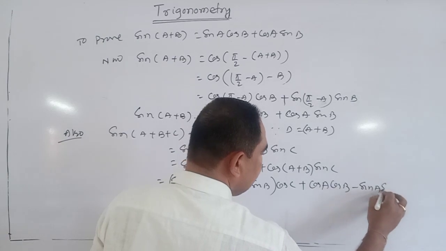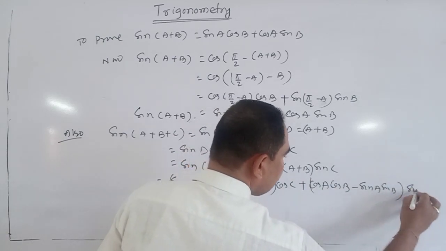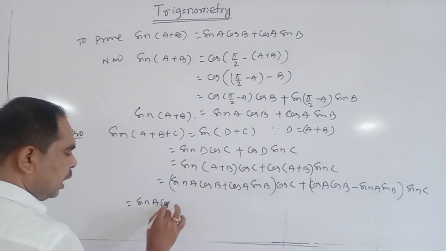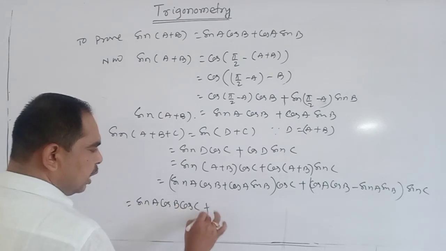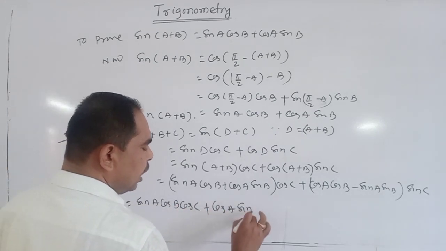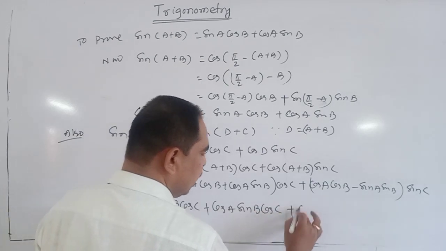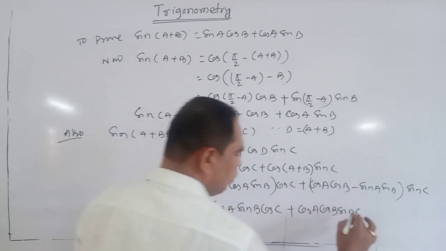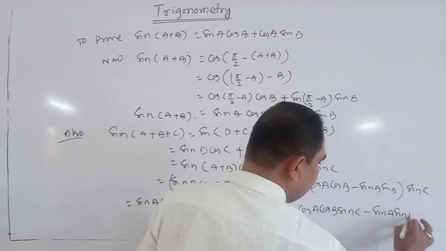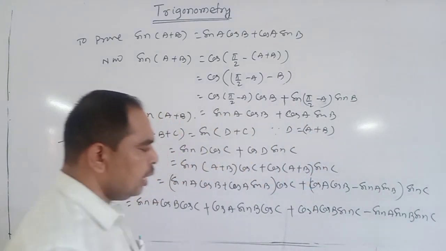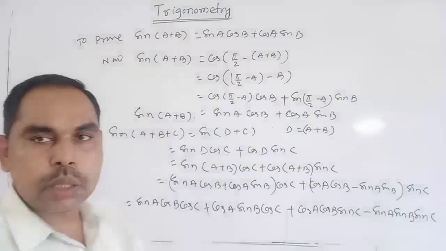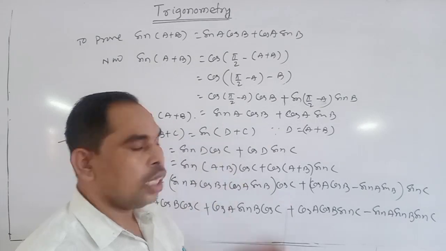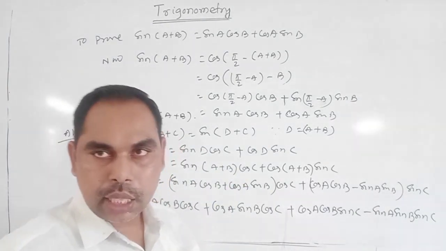minus sin A into sin B whole into sin C, so equal to multiply cos individually: sin A into cos B into cos C plus cos A into sin B into cos C plus cos A into cos B into sin C minus sin A into sin B into sin C. So this is the formula for sine of A plus B plus C. Okay. Next, some application of compound angle.